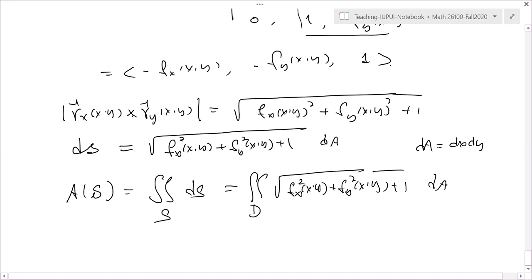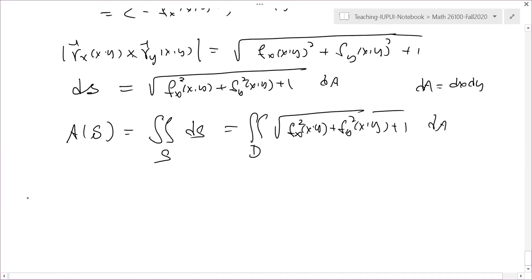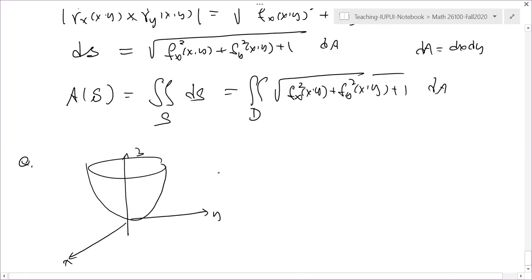Into the double integral, okay? So that is a special case. Now we can look at the graph of the paraboloid. So we want to know what is the surface area of this. Okay, so z equals x squared plus y squared, and x squared plus y squared is less than or equal to 1.